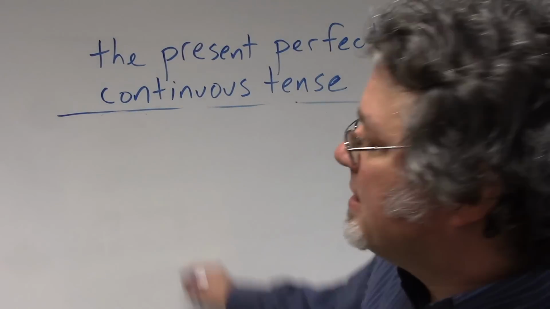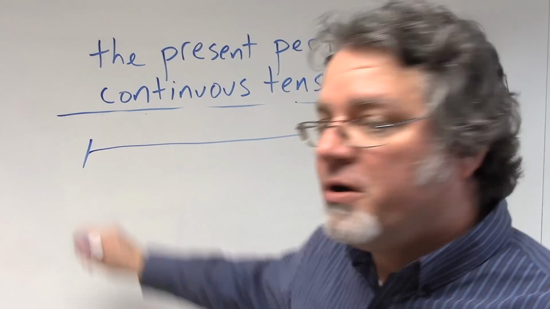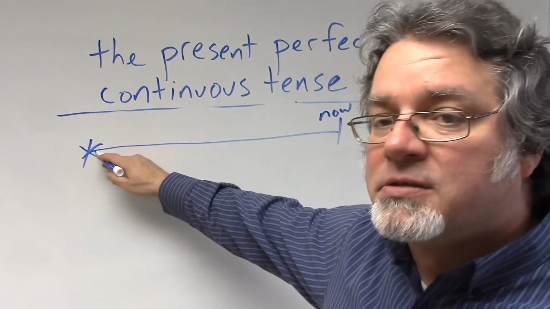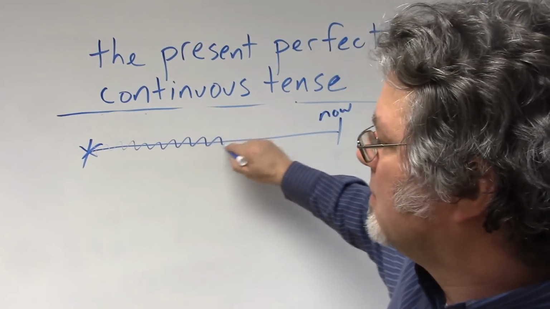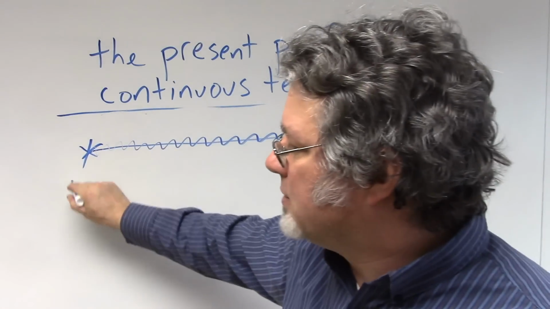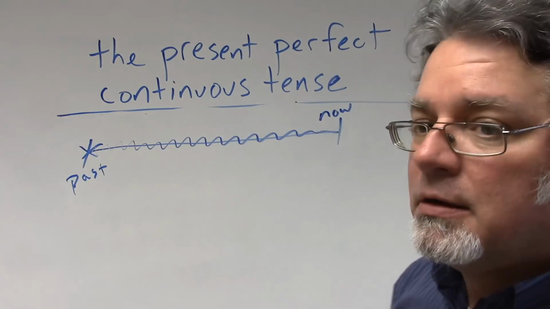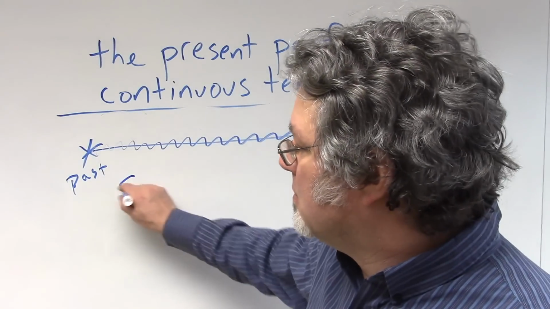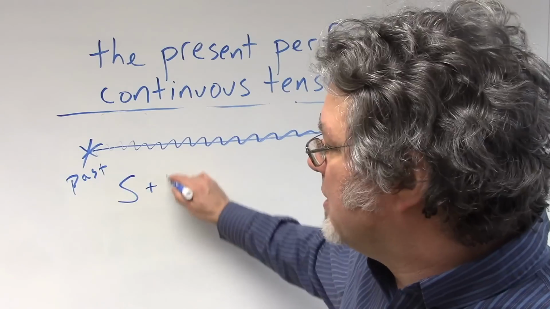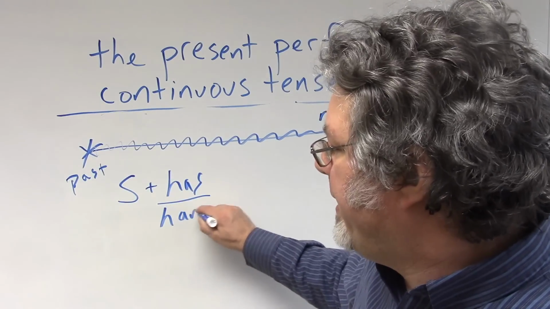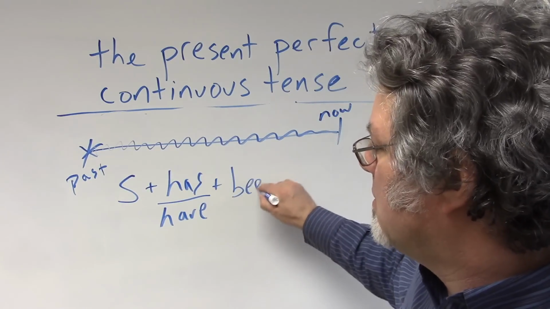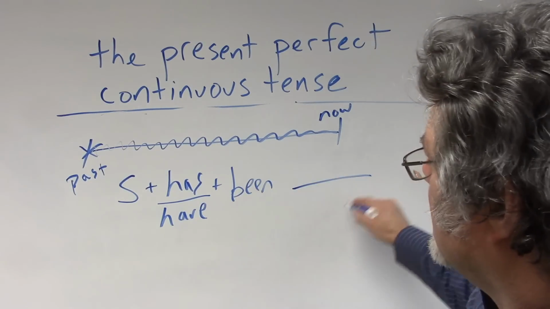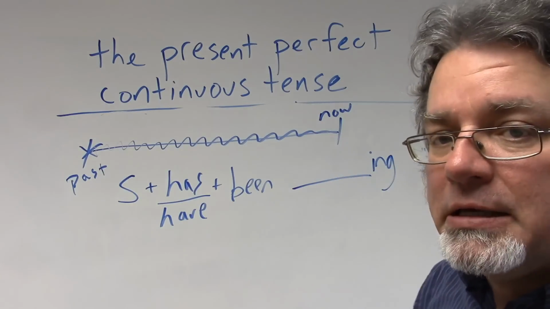Remember that when something is continuous, it happens over a period of time. So this is now, and this is the past, and something happens between this point and this point here. When it's the present perfect continuous tense, you consider the subject when choosing has or have, and then use been. You always use been, and then the main verb is going to have an ing ending.